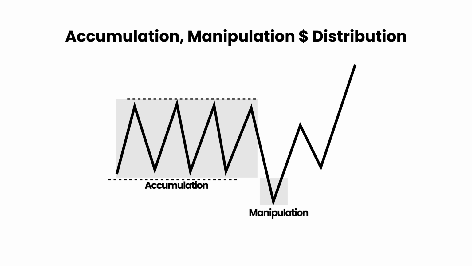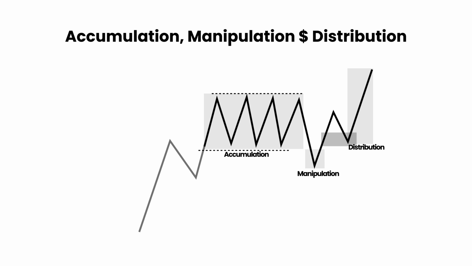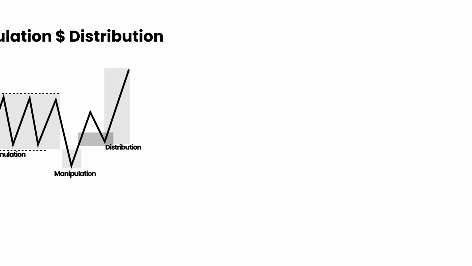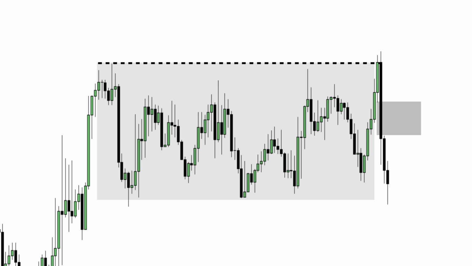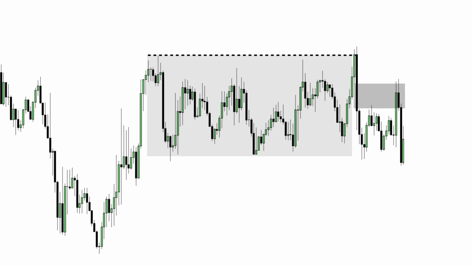Next, we identify the fair value gap created during the manipulation. This becomes our point of interest for participating in the main move, which is the distribution phase. You also want to make sure the setup aligns with the overall trend of the market. Let's look at a chart example. First, we want to see price moving sideways. Then, we wait for one side of the range to be swept. That sweep creates a fair value gap, which becomes our point of interest for participating in the main distribution.